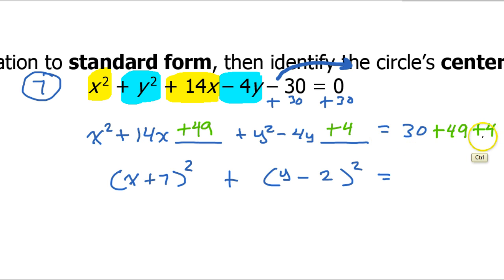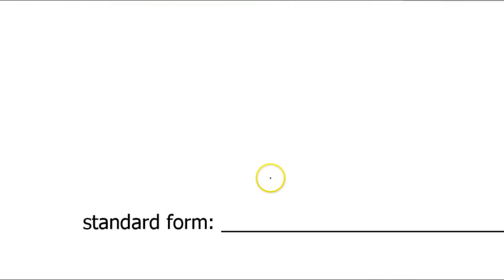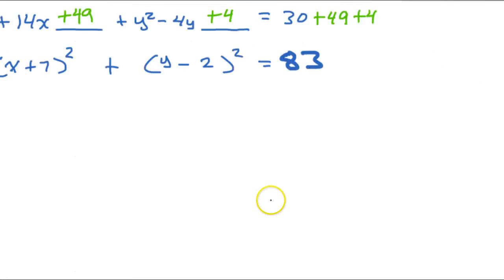So adding all these numbers together, 30 plus 49 plus 4, what is that? 83. So this is all going to equal 83. All right, so I guess I'm supposed to write all that down here.